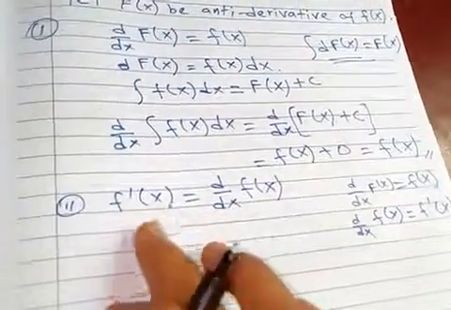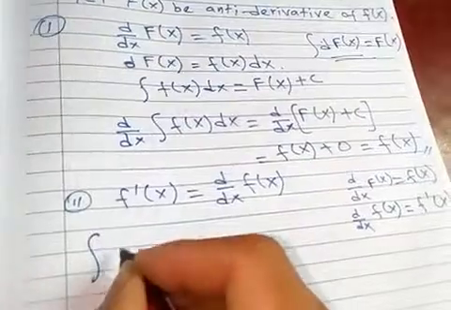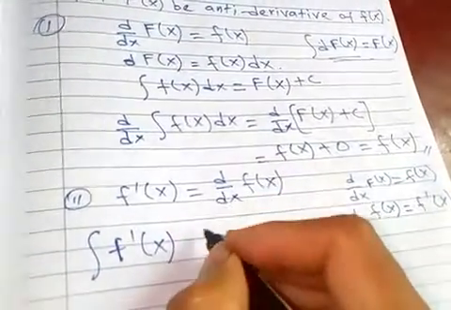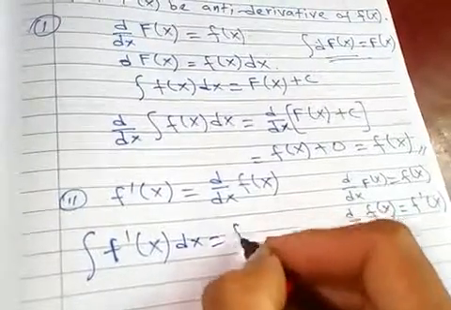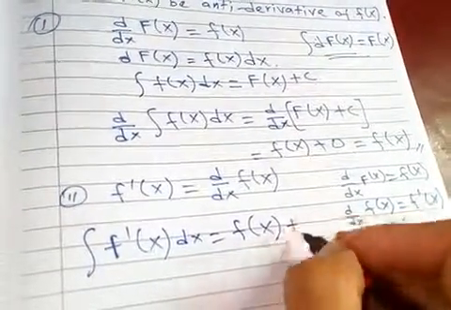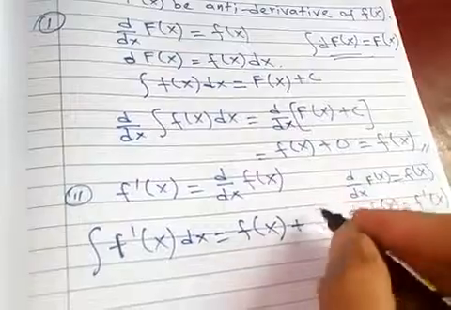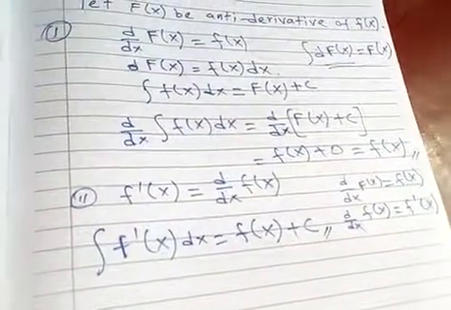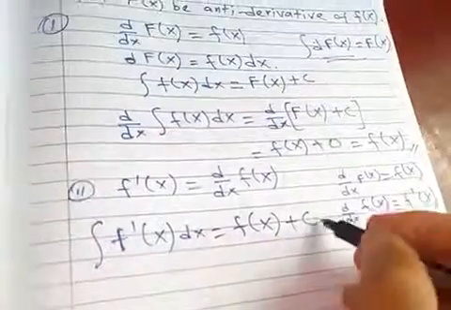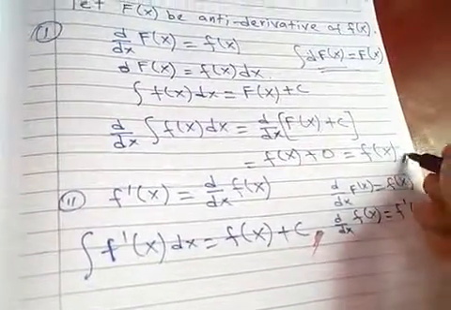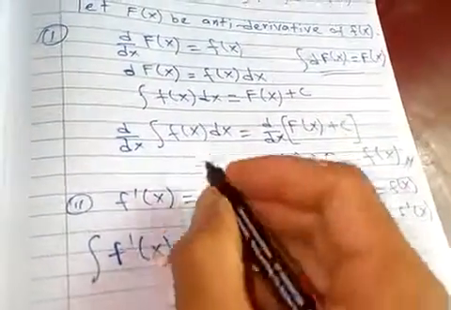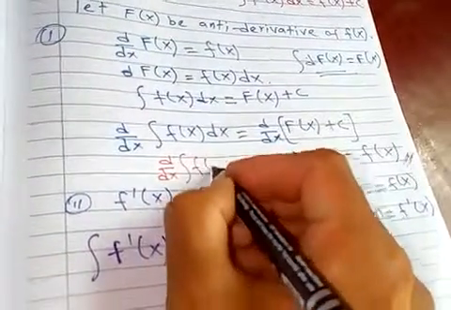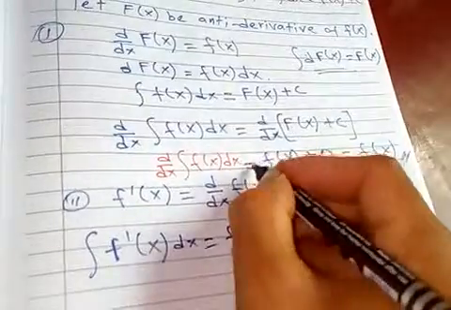Now from this, if you integrate f dash x, transferring the dx here, it is equal to f of x plus a constant, since this is an indefinite integral, so we should add one constant. This is our second proof, and this is our first proof.